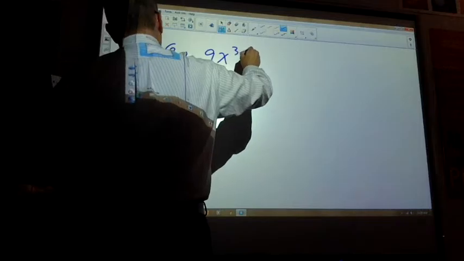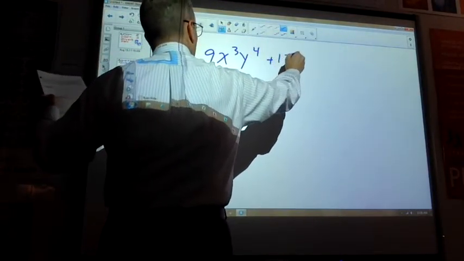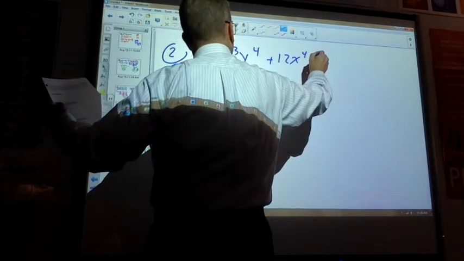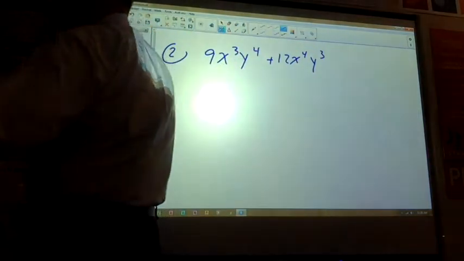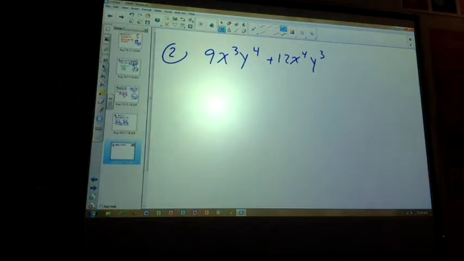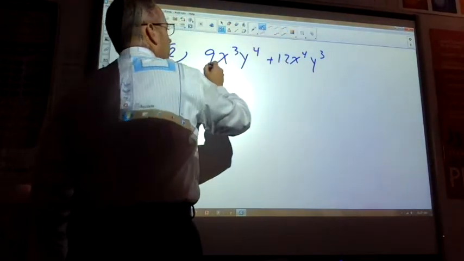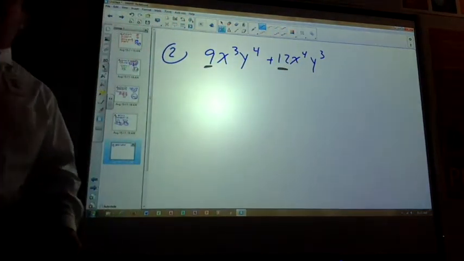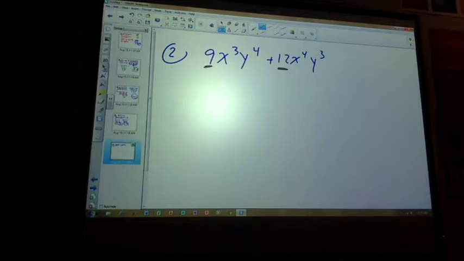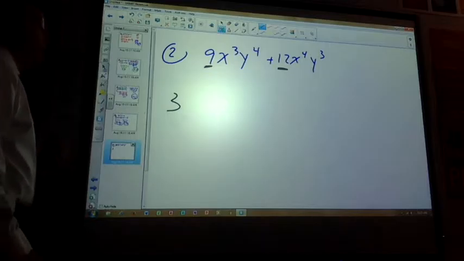9x to the third, y to the fourth, plus 12x to the fourth, y to the third. They want us to find the greatest common factor. So that means that we would have a number, a letter, or a combination of both that we could factor out. So let's look at the numbers first. What's the largest number that I could factor out of both 9 and 12? What goes into both of those evenly? 3. So 3 would factor out, okay?